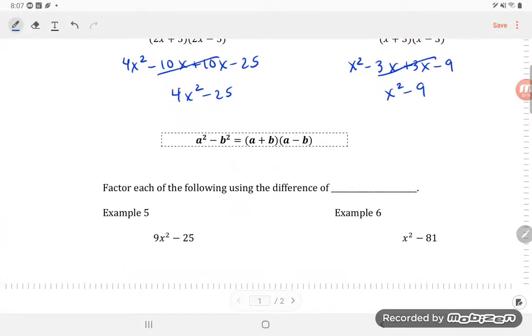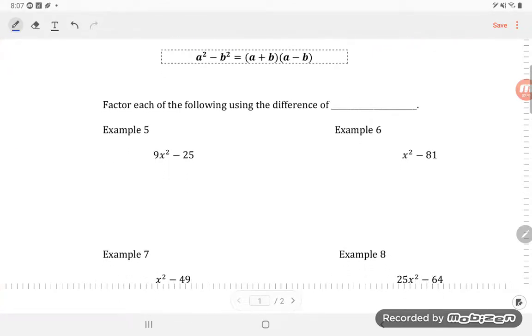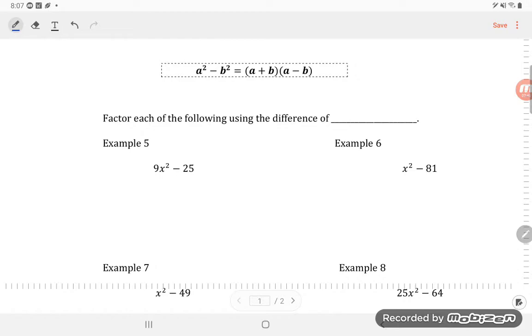For the next set of problems, we're going to factor them using the difference of squares. I want you to remember from the examples we just had, we multiplied the terms. One was positive and one was negative. So we're going to factor each of the following using the difference of squares. That word squares is coming from square roots. So we're looking at numbers that are perfect squares that we can take the square root of.